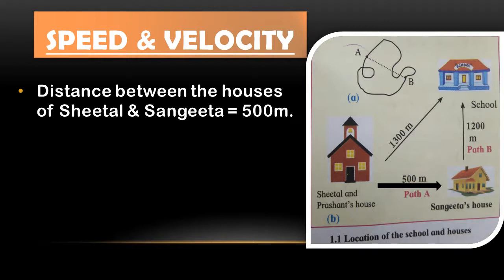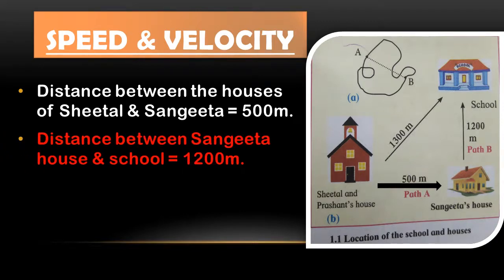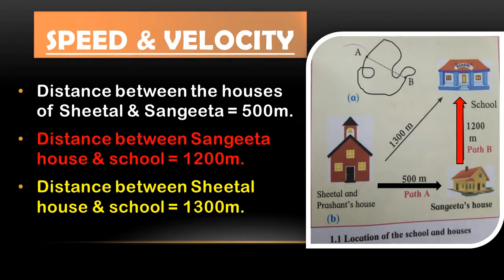Okay, so the distance between the houses of Sheetal and Sangeeta is equal to 500 meters, which I have indicated with the black arrow. Now next is the distance between Sangeeta's house and school. This I have indicated with a red arrow, and that distance is equal to 1200 meters. And third, the distance between Sheetal's house and school is equal to 1300 meters, which I have indicated with the yellow arrow.